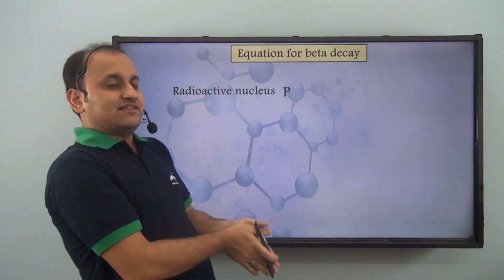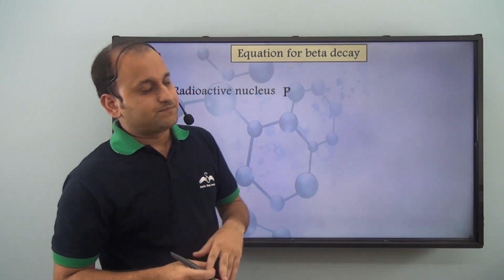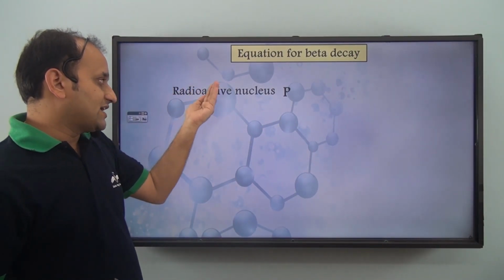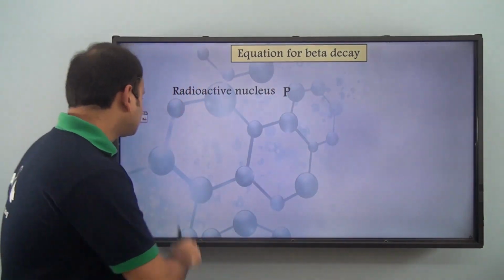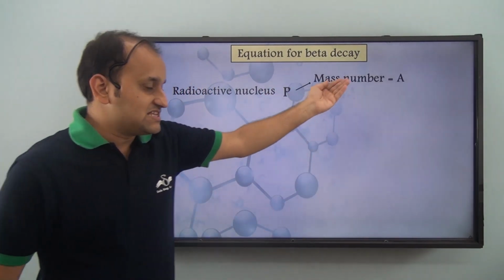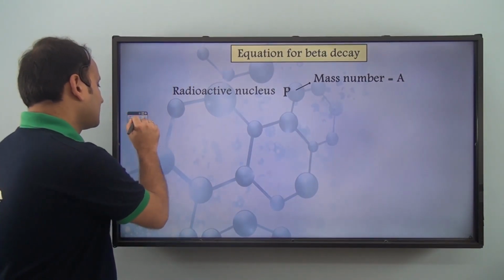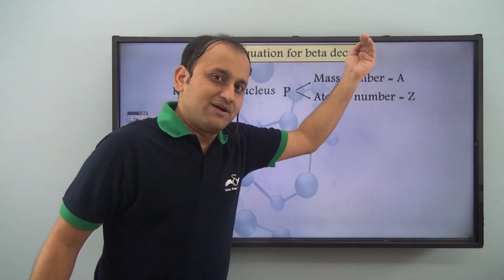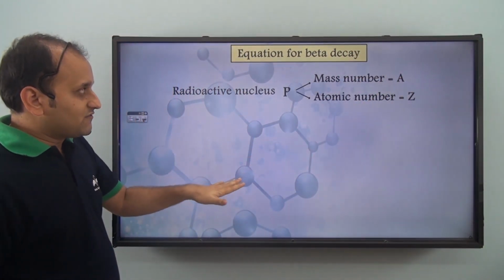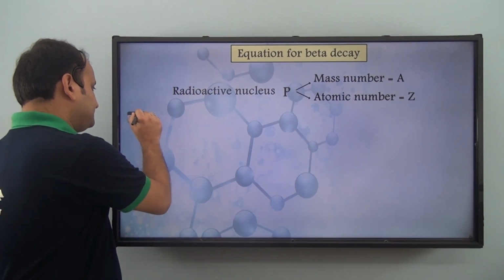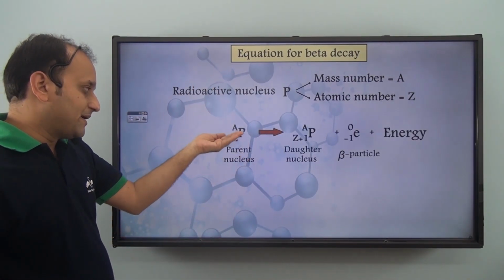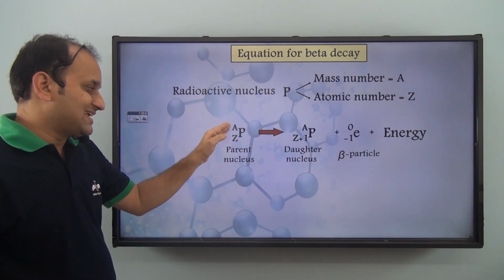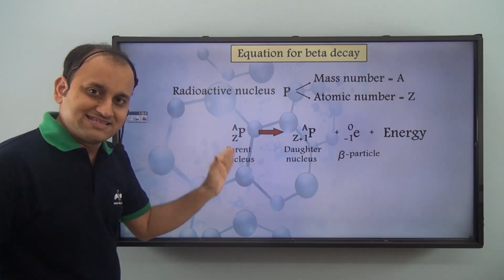Now let's understand the equation for beta decay. So we have a radioactive nucleus P whose mass number is A and atomic number is Z. So what will be the equation for beta decay?